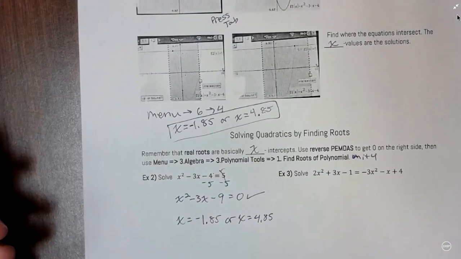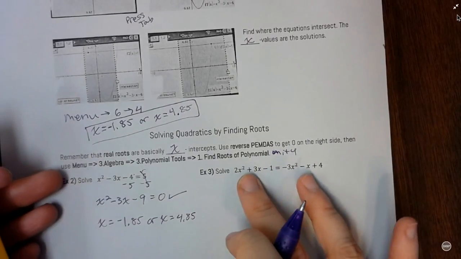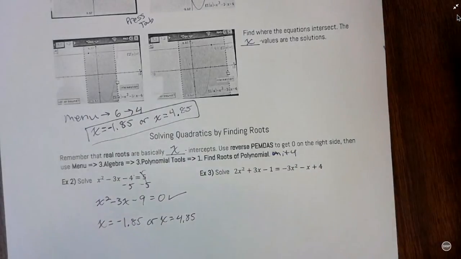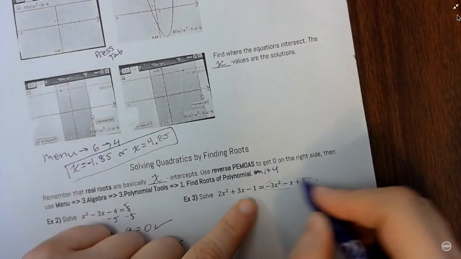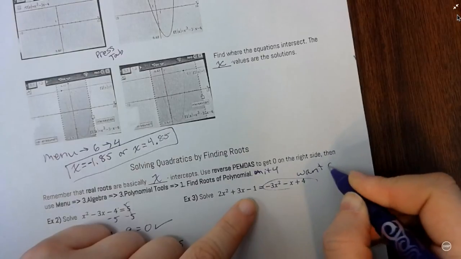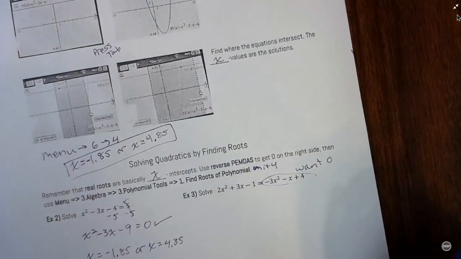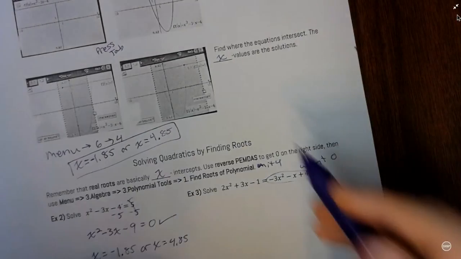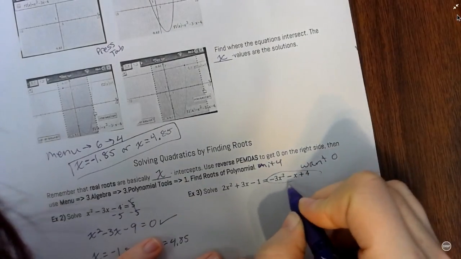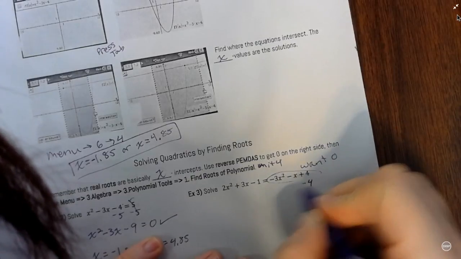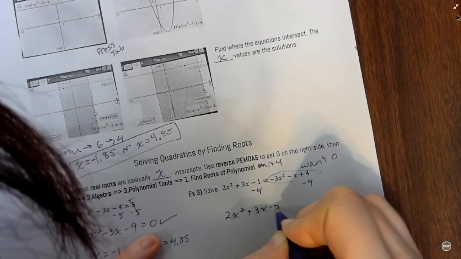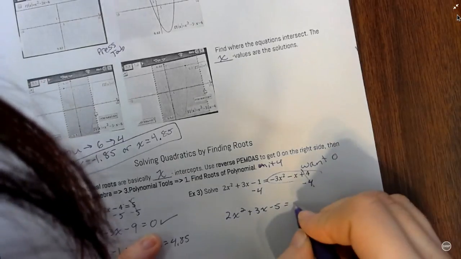So that's all there is to it. So let's try example 3. Now example 3 has a quadratic on both sides. It's not just a number, but that's okay. I want a 0 right here. So I have to cancel all this. So go ahead and use reverse PEMDAS to do that. I can cancel, let's start with the 4. So I can cancel the positive 4 by subtracting 4. So that's gone.